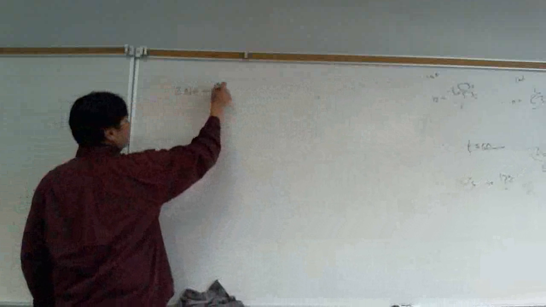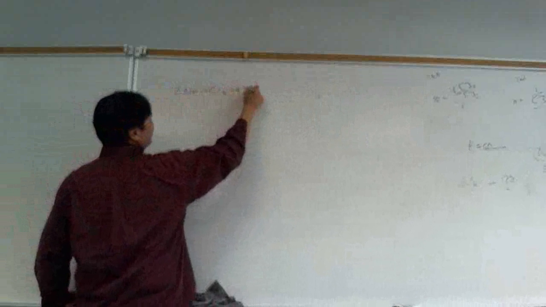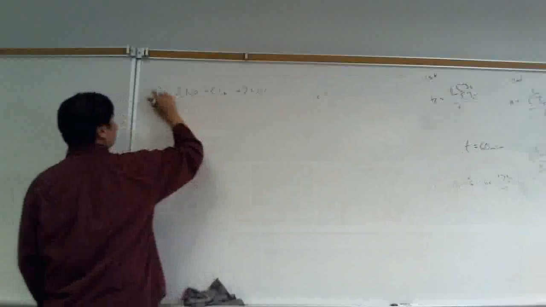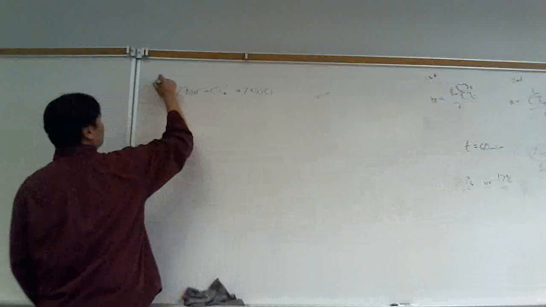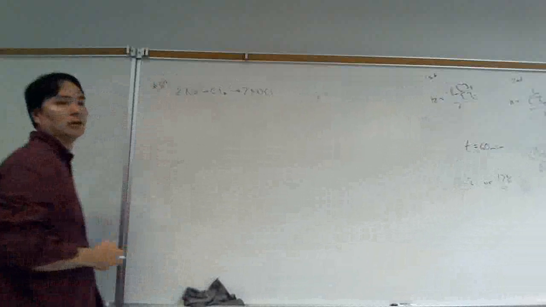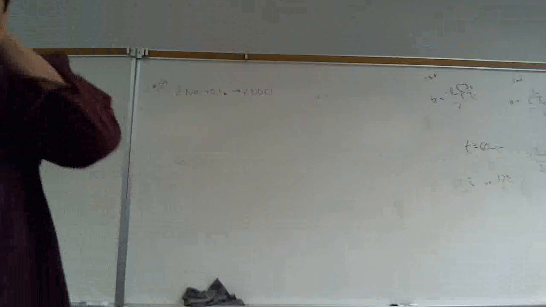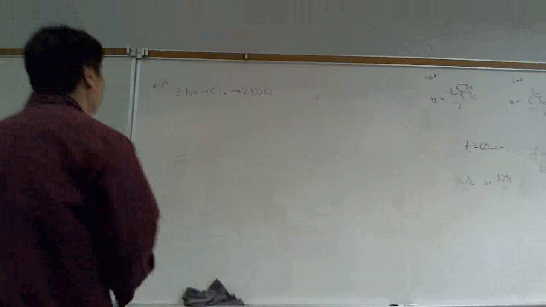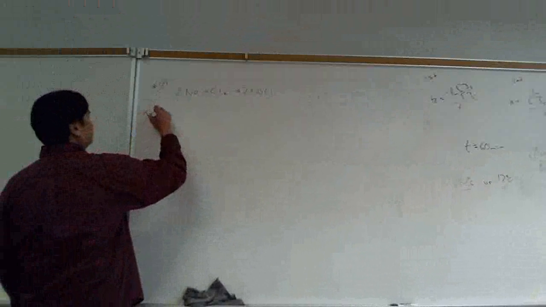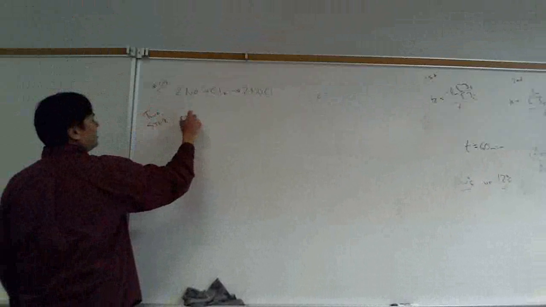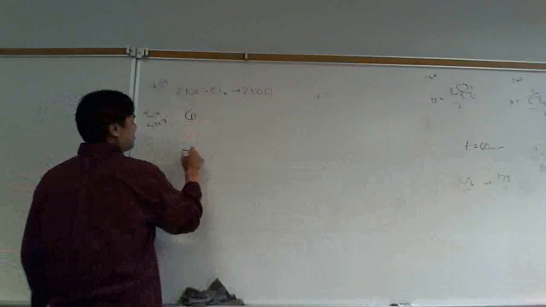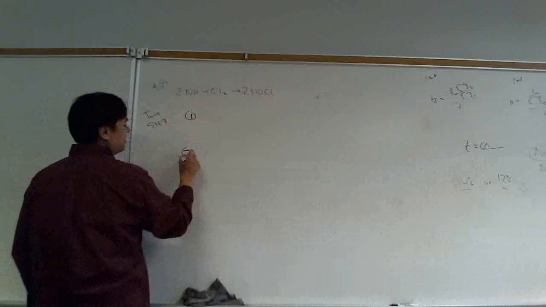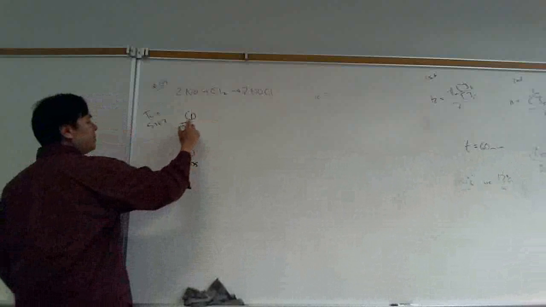NO plus Cl2 yields 2 NOCl. This probably tells you that it's a two-step mechanism, and the second one's your... And so step 1, step 2 is the RDS. Right? Yeah. This is fast reversible.